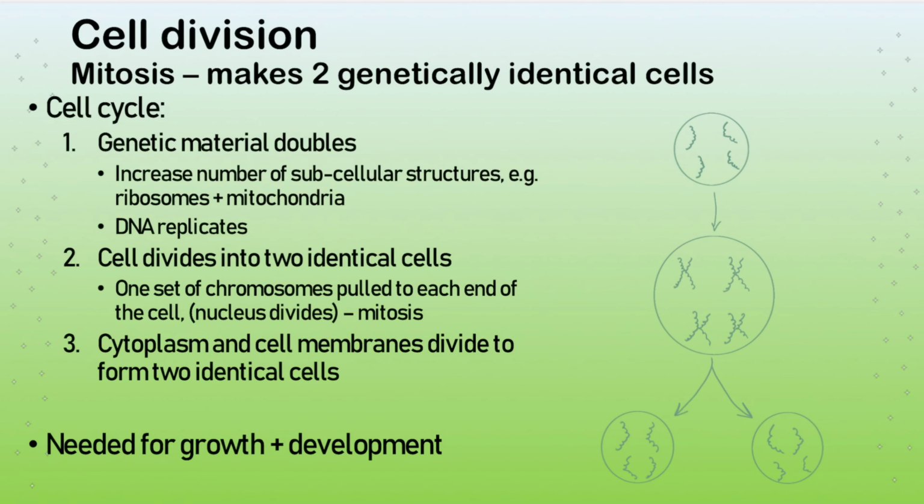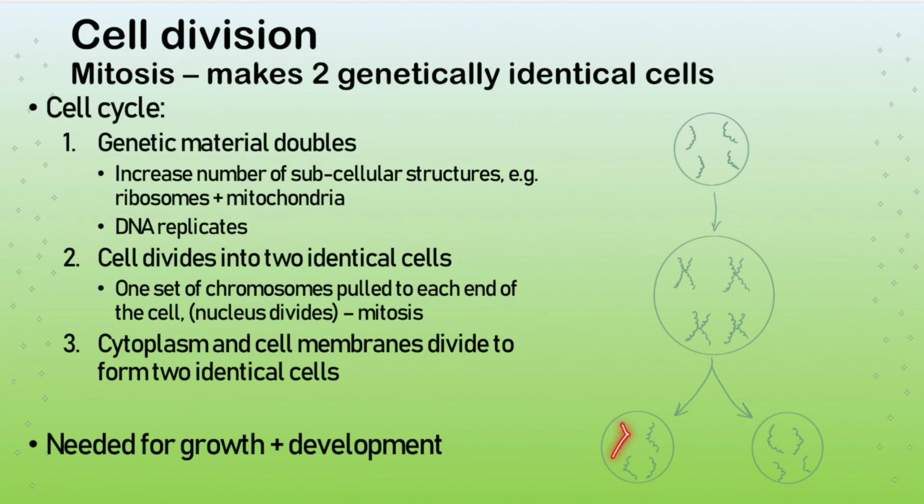Now, we do need to know some of the stages involved within it. We don't need to know loads about it, but we do need to know some of the stages. And that is, firstly, that the genetic material doubles. So you can see here that we've got a chromosome, and it is making a copy of itself. So this is where it looks like an X chromosome. It actually has two halves to it. So this is one complete set of DNA, and this is a copy of it. And every single chromosome goes through that replication, so it can then be split down the middle.